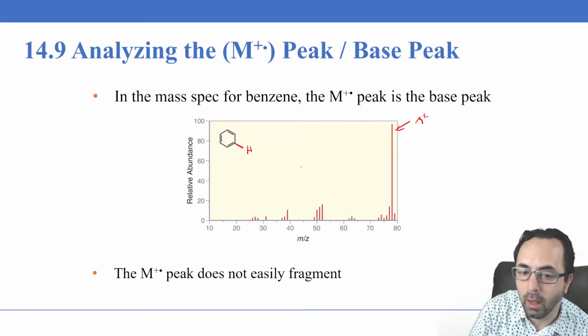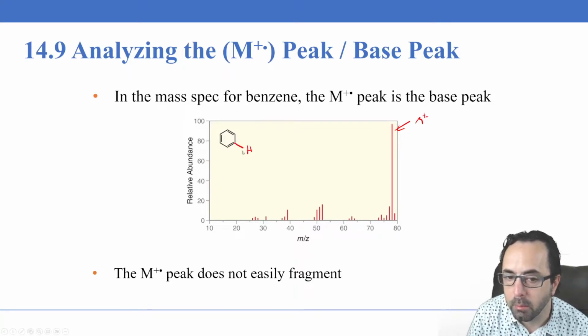So if we lose one hydrogen here, that can happen a little bit. But all of these bonds are very, very strong. Benzene does not tend to break. So when you have an aromatic ring, the take-home message is that you don't get a whole lot of fragmentation. There's a little bit, but not much.